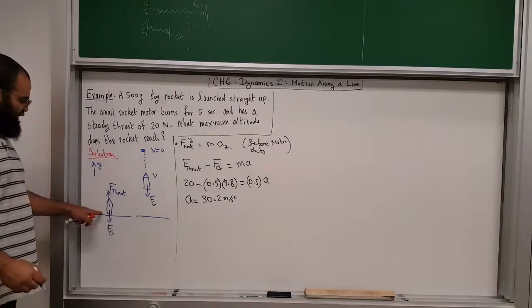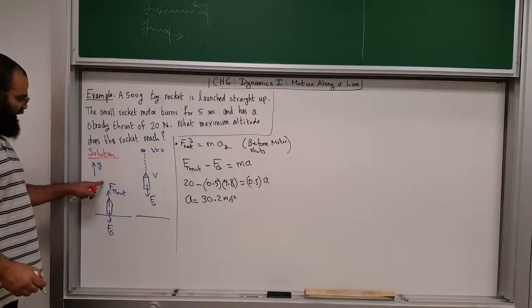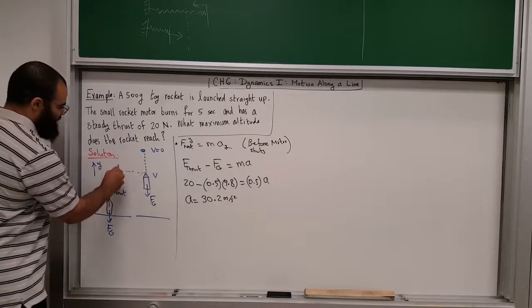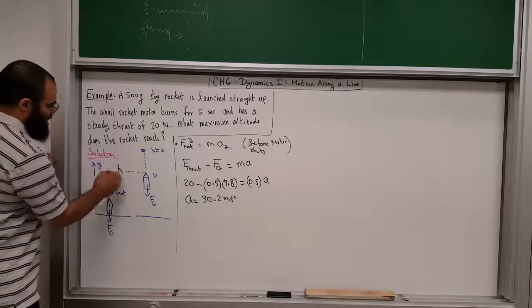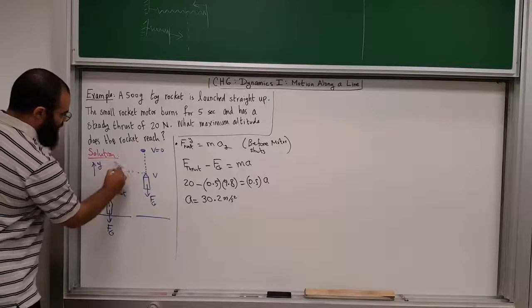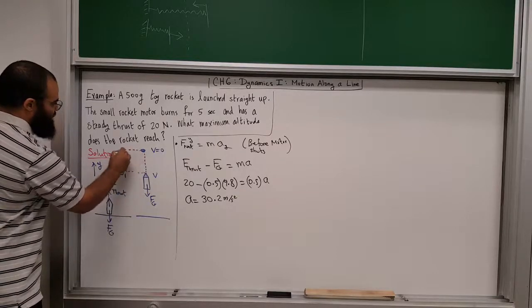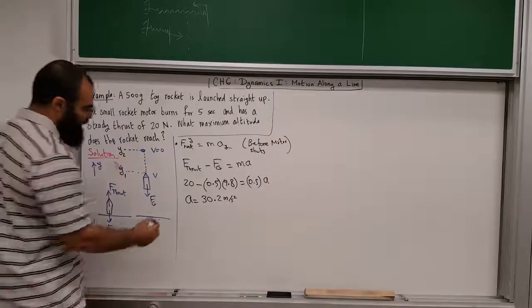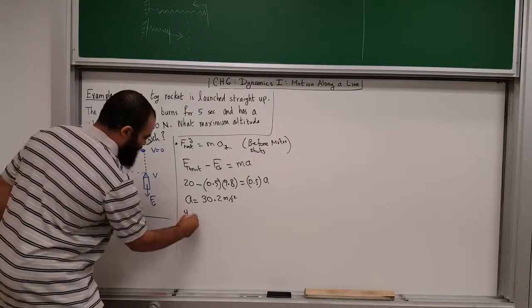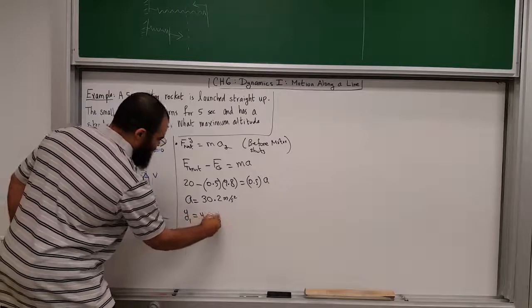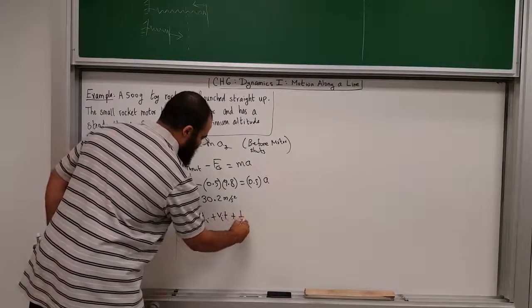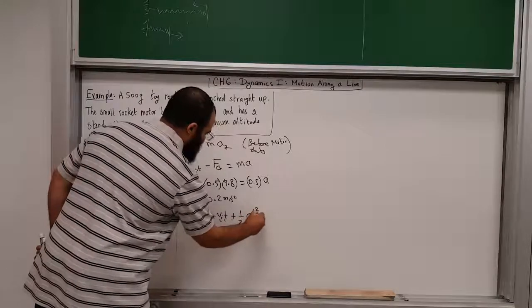So the initial velocity here is 0. After 5 seconds, where is the rocket? Let me call this one Y1. And then here it would be Y2, that will be the final height. So Y1 will equal Y initial plus V initial times the time plus 1/2 of the acceleration times the time squared.